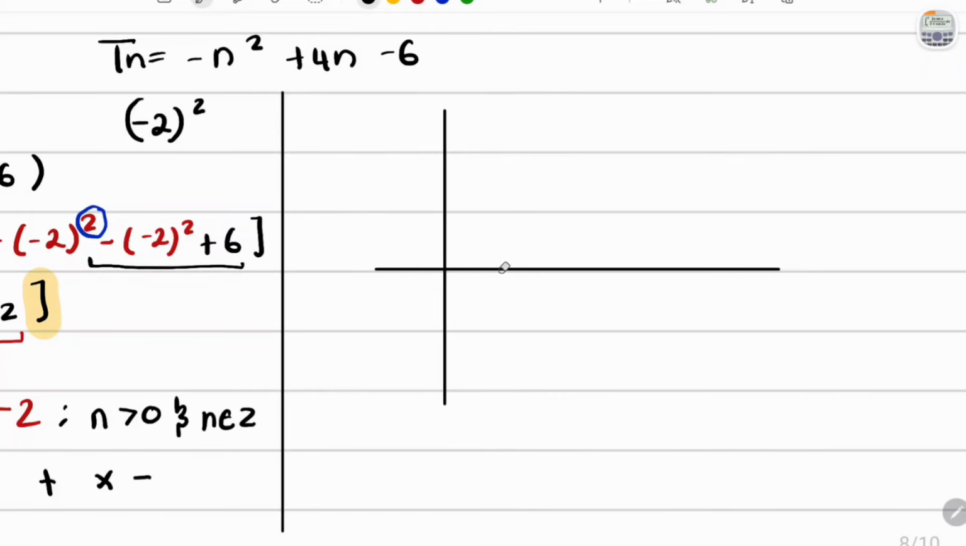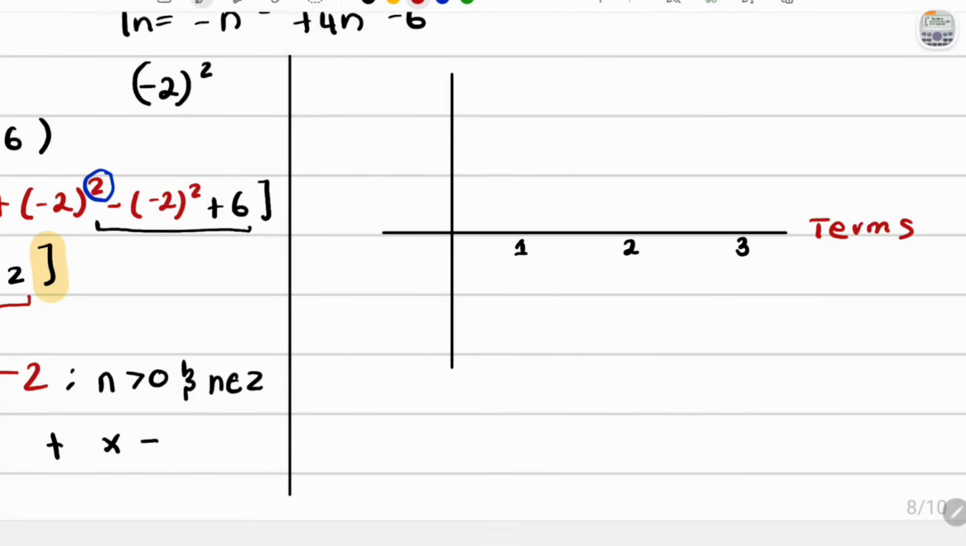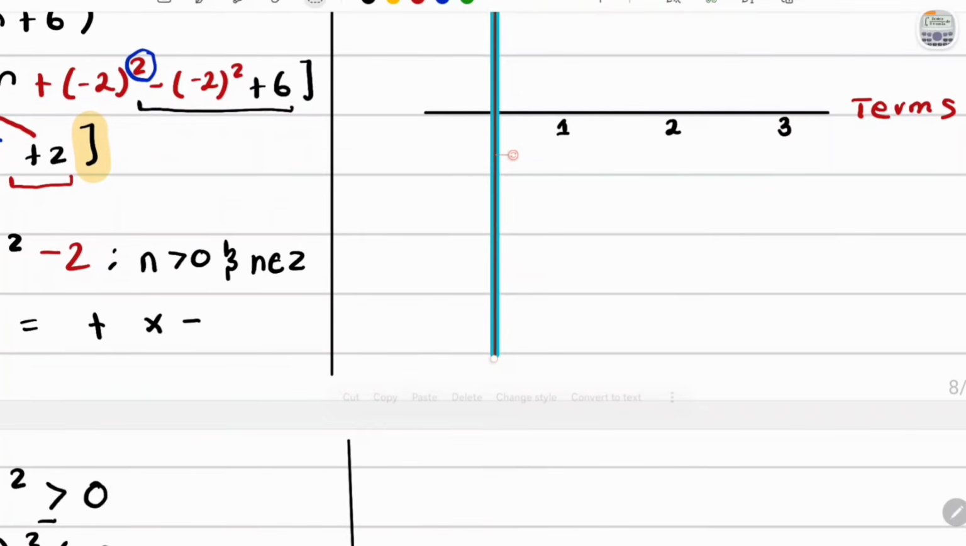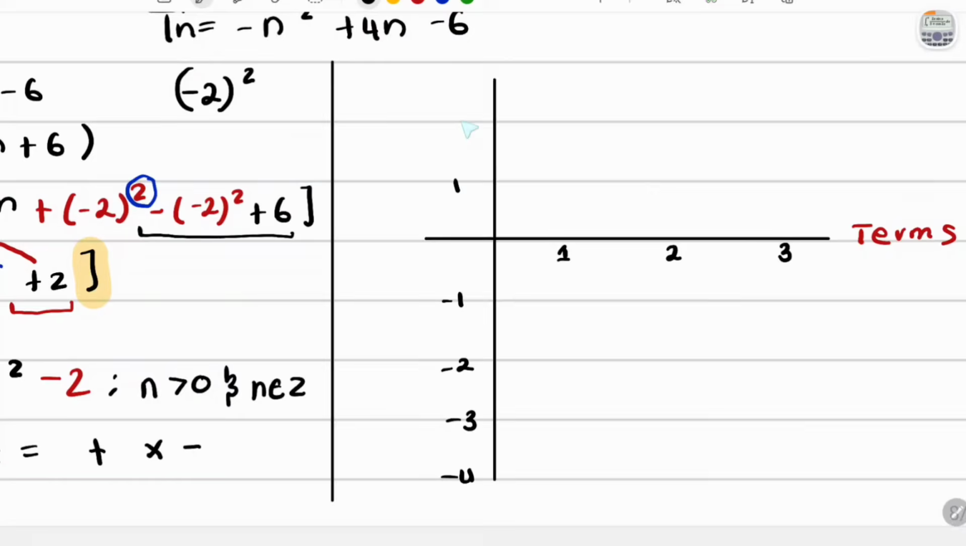First of all, let's just understand this. The values that will be on your x-axis would be your term numbers. So like term 1, term 2, term 3, and so on, right? The numbers that you'll have on your y-axis would be your term values. That is the result of substituting a term number into your expression. So I could also add numbers here as well. Let's say -1, -2, -3, -4, and just 1 and 2.